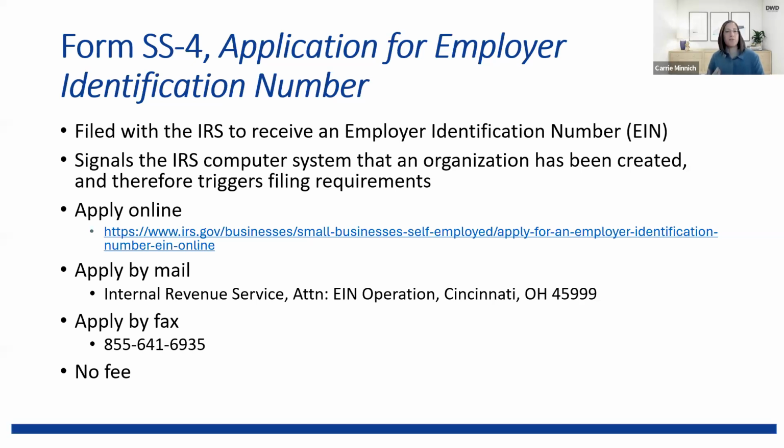Form SS-4 is the application for employer identification number. Really, this is the social security number for your organization, and it would have been filed at the very beginning of your organization's history when it first got started. So most of you probably don't need to do anything more with this. You have your EIN, but this is how you got it: a form was filed with the IRS at the very beginning.